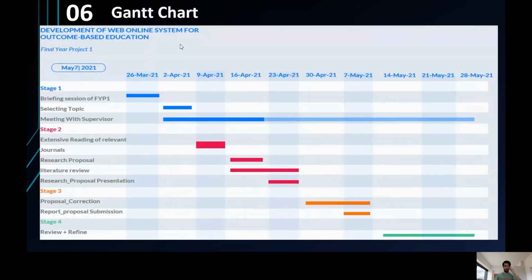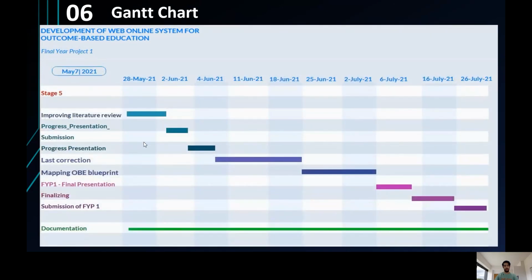Lastly, the Gantt chart. The Gantt chart has a few stages. We started from the 26th of March, the briefing session of FYP, which was the first session we attended. All of these things I have done. And today we are on the 2nd of June, the progress presentation submission. And the things after this I will be doing. I will be improving some of the literature review, and if there is anything I need to correct in the report, I will be doing that.